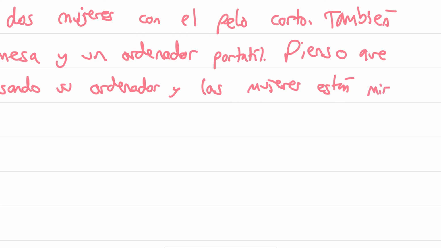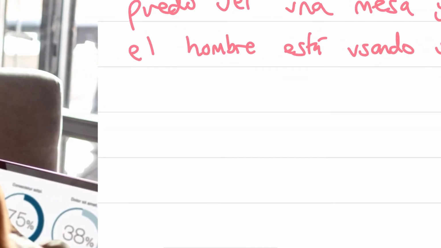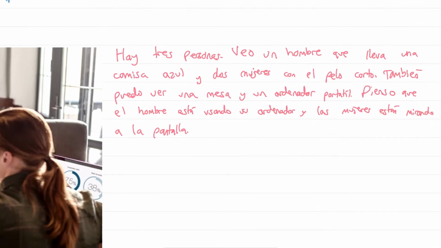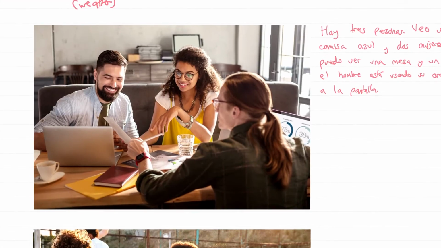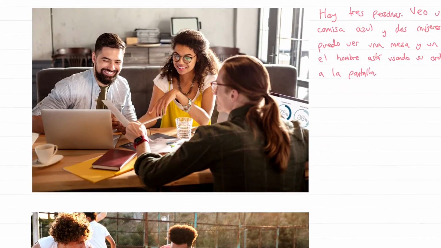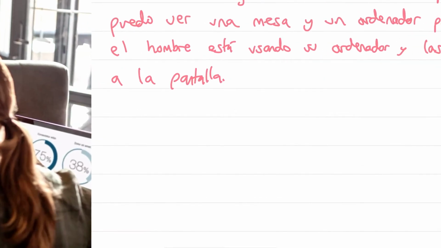Ver is more to watch or to see. I was going to say viendo, but that's more like to watch the TV, for example. But to look at is mirando. Están mirando a la pantalla, at the screen. Good. That covers action. Let's actually look at the photo once again. Next is going to be our location. So I'm going to say they're in an office and maybe next to the window.